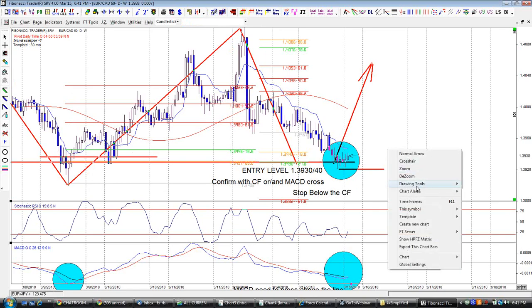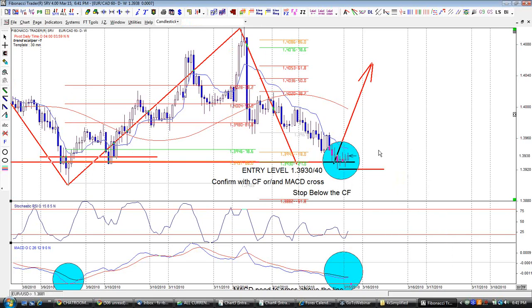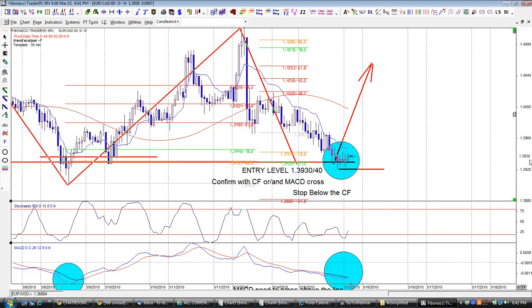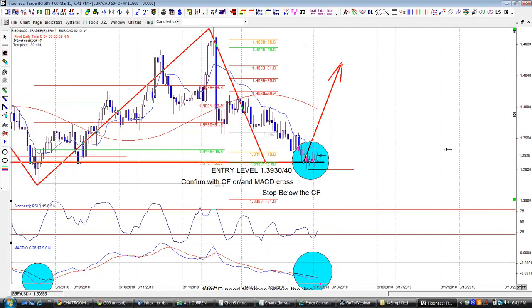Now, let's see where the low is. The low of the candle is at 139.21, so we can place the stop at 139.11, prices at 140, a 30 pip stop.